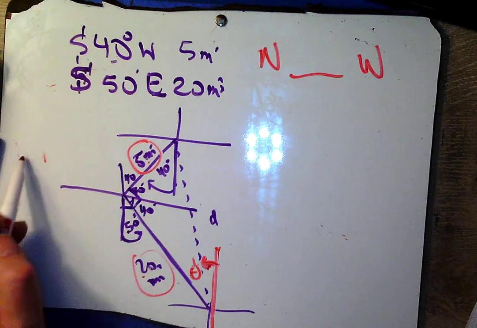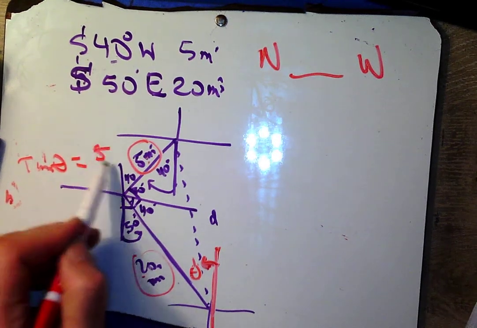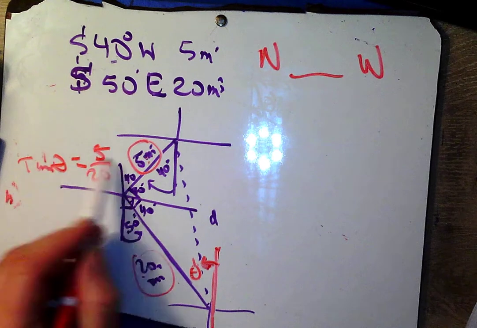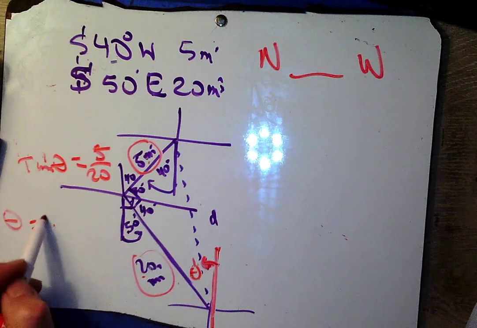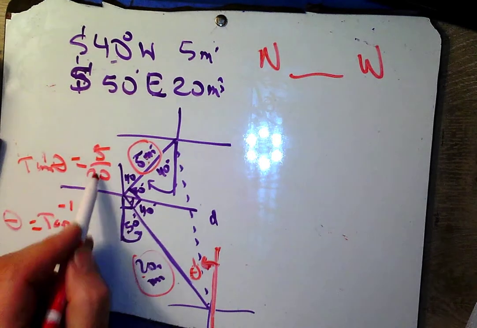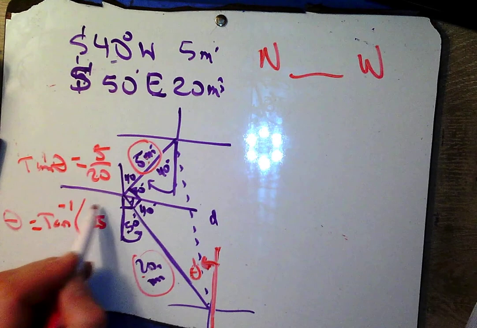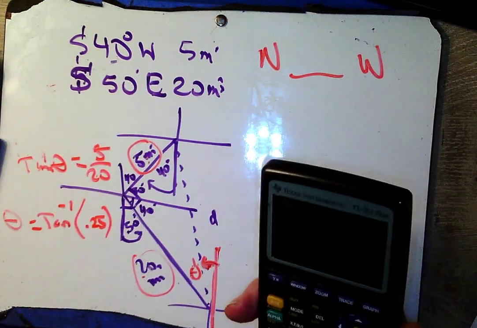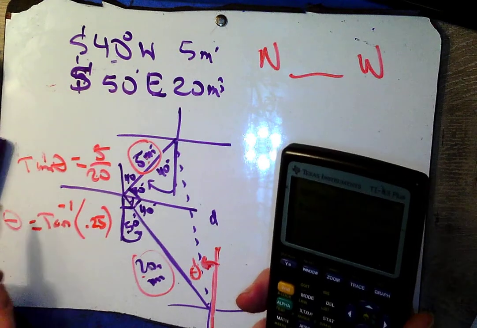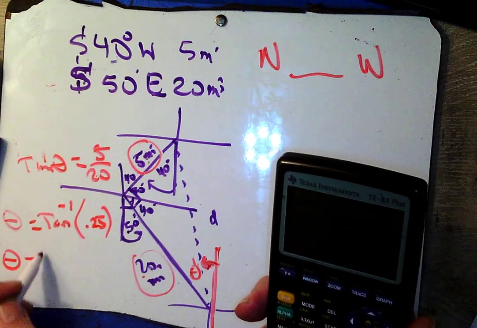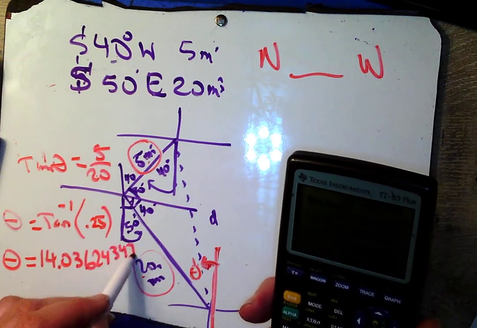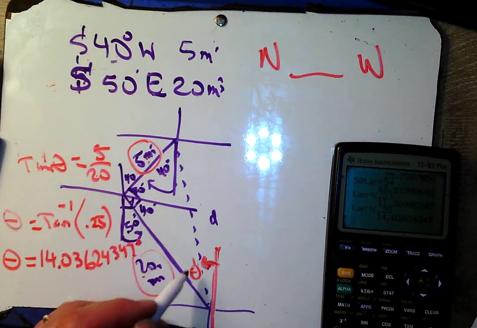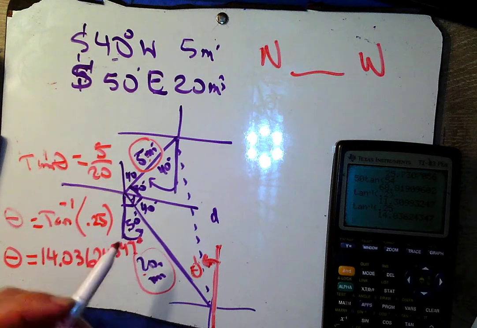Okay. So I'm going to say the tangent of theta is 5 over 20. And if I take the inverse tangent to both sides, I get theta equals tangent inverse 5 over 20, which is 1/4, so 0.25. Okay, inverse tangent 0.25, and I get theta equals 14.03624347 degrees. Cool, now I know that. And how does that get me a bearing angle? Hold that thought a moment.